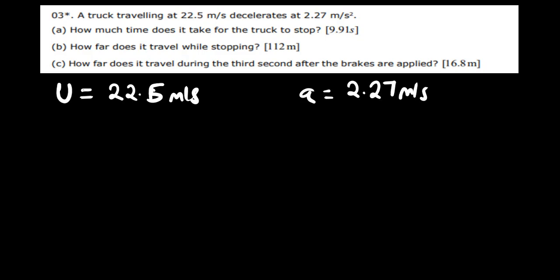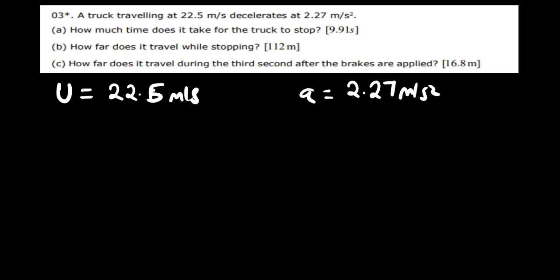Then number 3 is a truck traveling at 22.5 meters per second decelerates at 2.27 meters per square second. Okay, so it's traveling at 22.5 meters per second. Then the acceleration is 2.27 meters per square second. The first question is how much time does it take for the truck to stop?